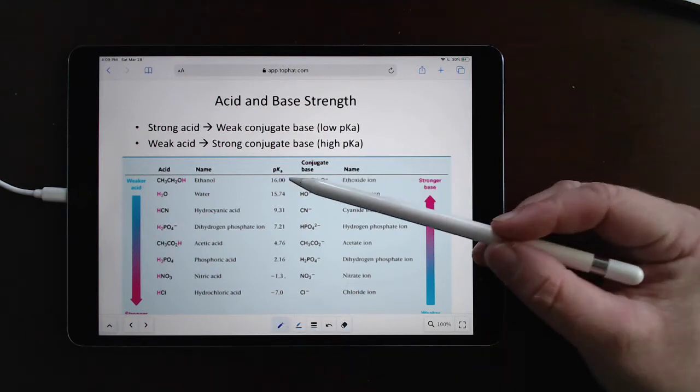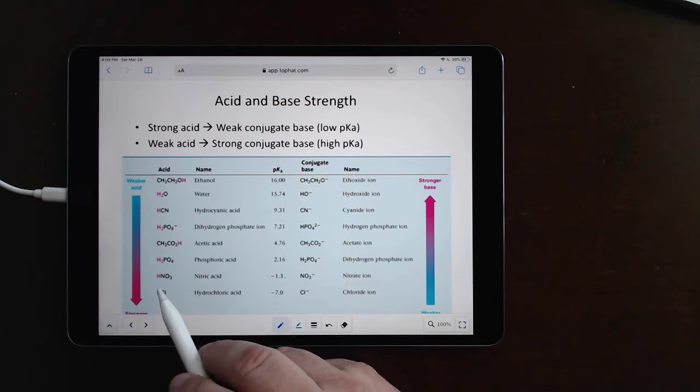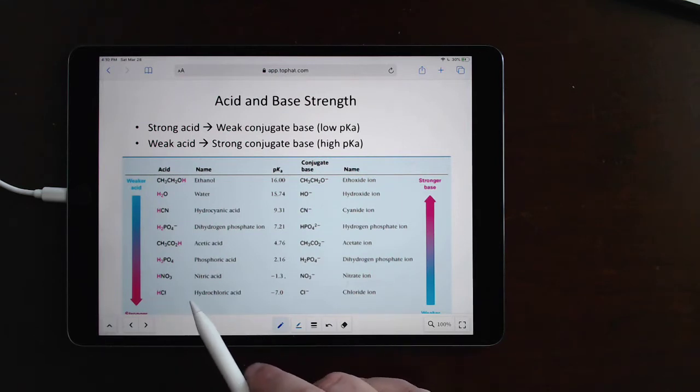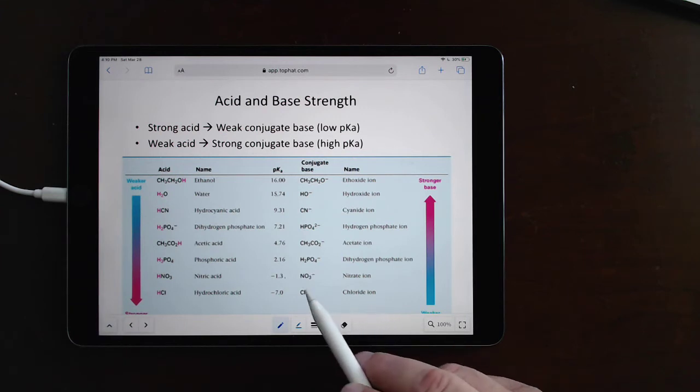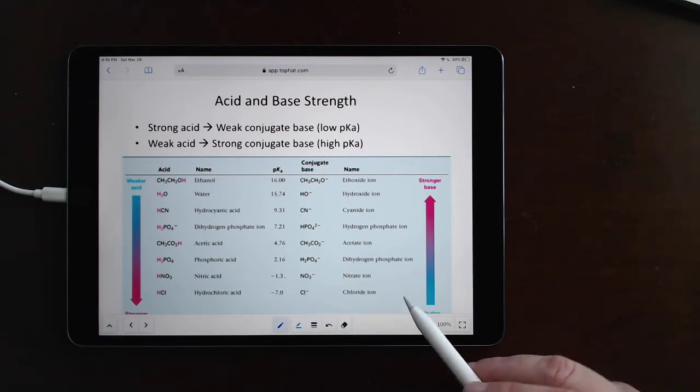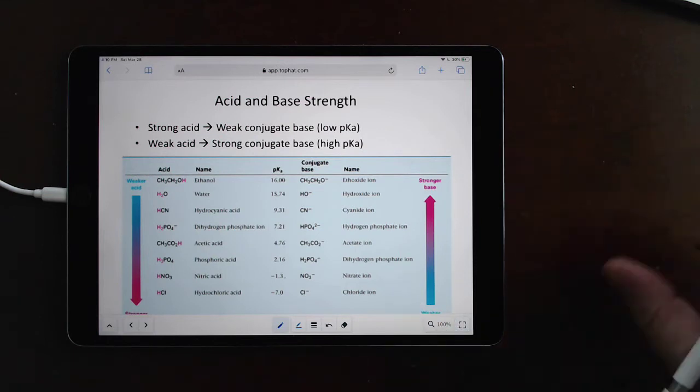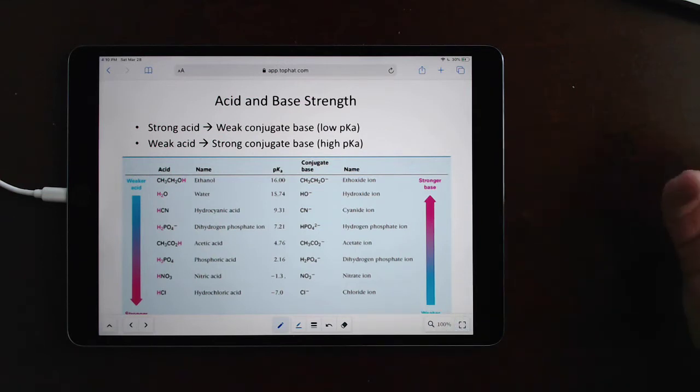Conversely, if you have a strong acid, like hydrochloric acid, HCl, the corresponding deprotonated conjugate base is Cl minus. It's a really, really weak base, right? That's why you can hold a bunch of sodium chloride in your hand and it doesn't burn, or you throw salt into your water when you're boiling up your mac and cheese.